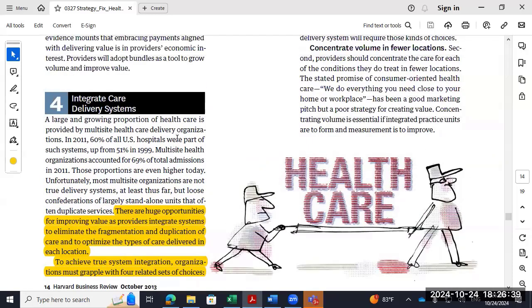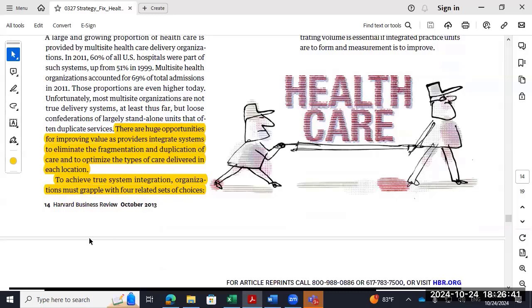All right, the next one is integrated care. He's kind of already talked about this, but there are huge opportunities for improving value as providers integrate systems to eliminate the fragmentation and duplication of care and to optimize the type of care delivered in each location. To do that, the system has to know what it's doing.